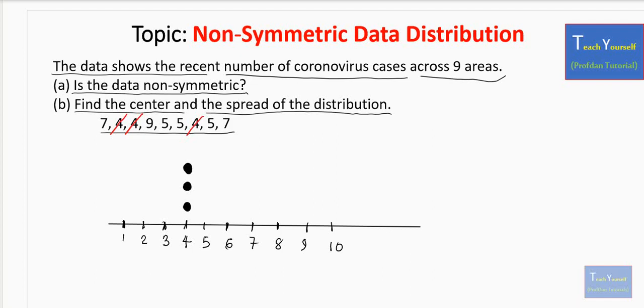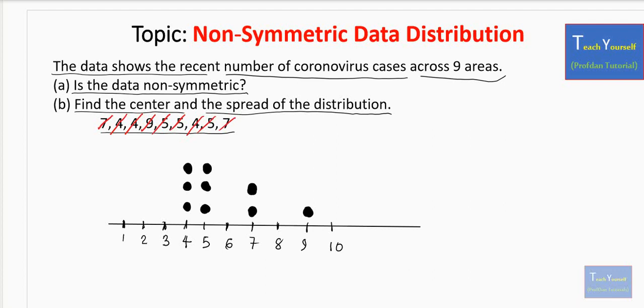The next number, let's observe, we have 5, 1, 2, 3. So the number 5 also appears 3 times, so we can have it 1, 2, and 3. Let's observe the next number we can see. We can see 7 here appearing 2 times. So we have 7 2 times. I can have 1 and 2. And lastly, we are left with 9, which appears once. So go to 9. So we have it just once.